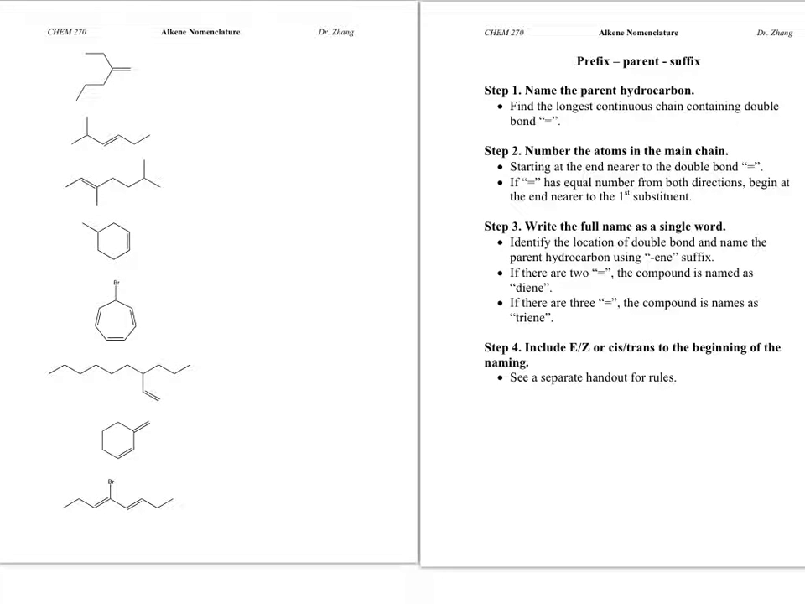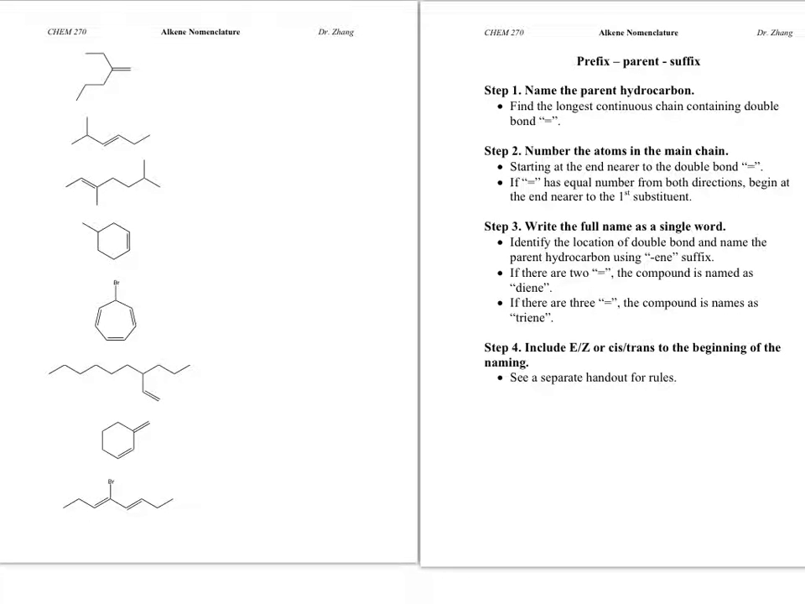To name any organic compound, you're always going to try to find the longest continuous chain containing the functional group you're naming, in this case a double bond. And then you're going to number the atoms in the main chain, always starting at the end nearer to the double bond, to the functional group, and then you can write the full name as a single word.